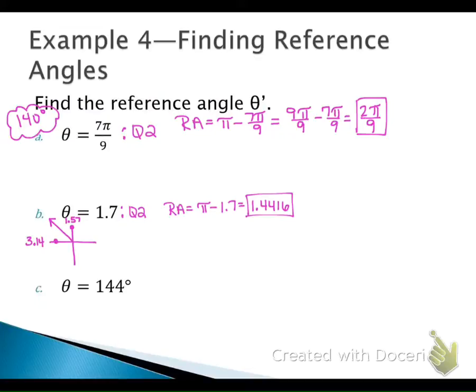All right, C is in degrees. That's easier for us. So we know 144 degrees is in quadrant 2. Again, to find our reference angle, because we're in degrees, we're going to use 180 degrees minus our angle, 144 degrees. This gives us 36 degrees. Not too bad. Hope this helps.